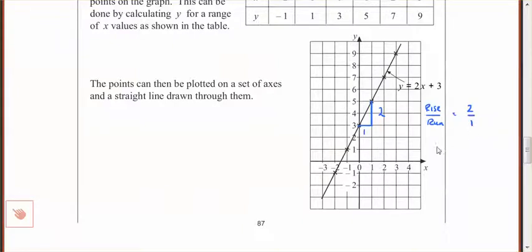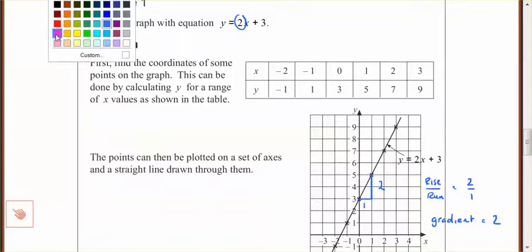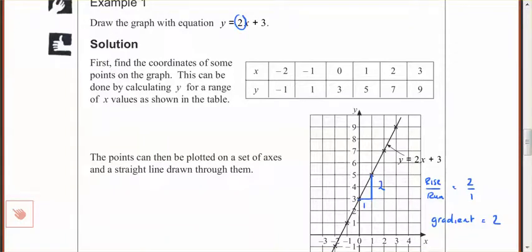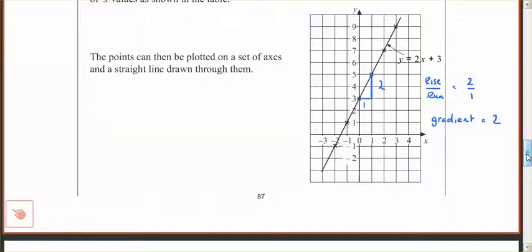So that means that the gradient is 2. Okay. And remember we said before why that is? 2 divided by 1 is 2. Now I just want to show you one other thing here. Do you think it would change the gradient if I went from different points?